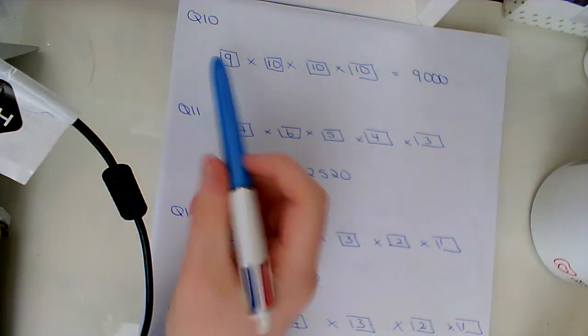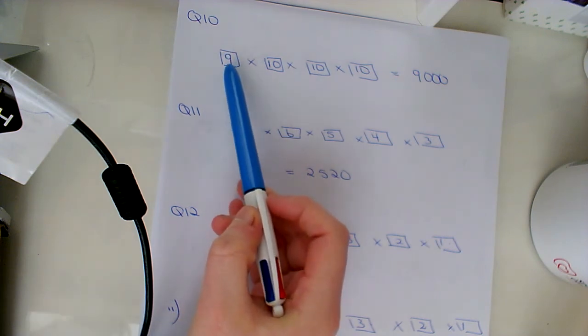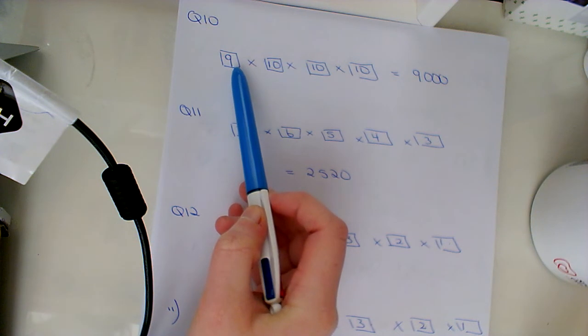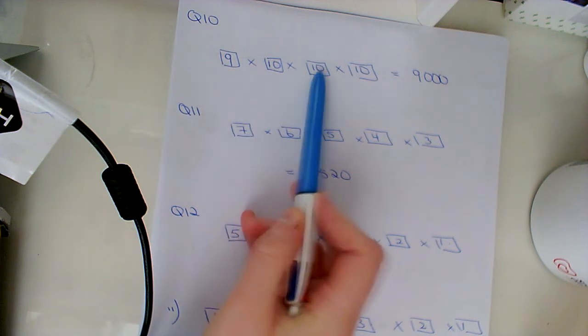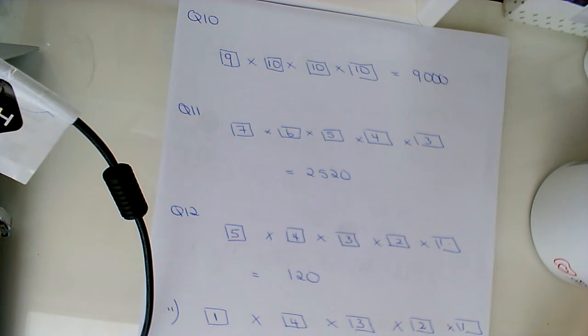If the first one can't be 0, that means I can only start with a 1. So it'll be 1, 2, 3, 4, 5, 6, 7, 8 or 9. I have 9 numbers to choose from. Then I have 10 by 10 by 10 because it says digits may be repeated, so my answer for that one is 9,000.